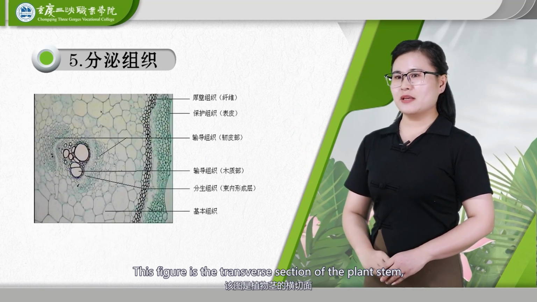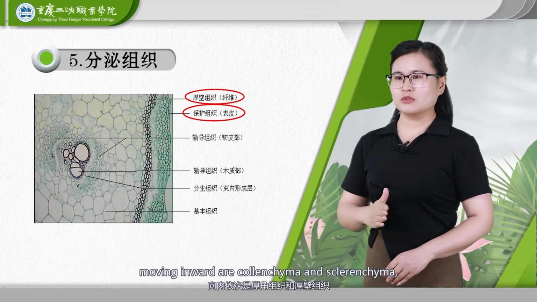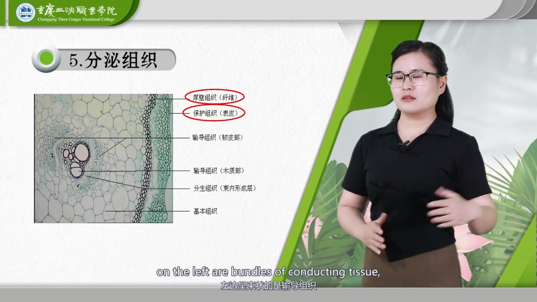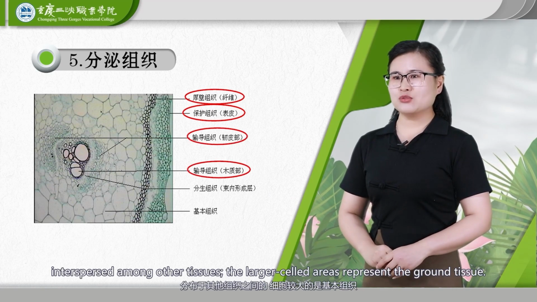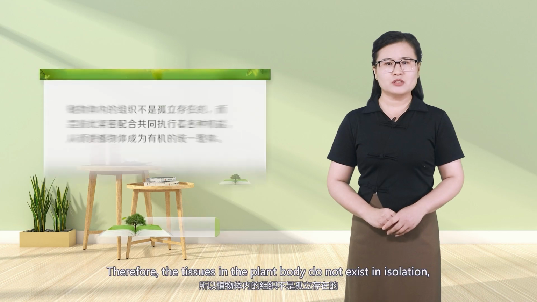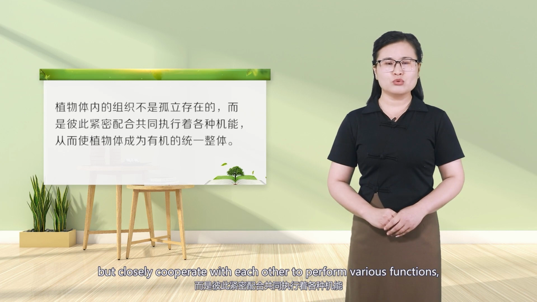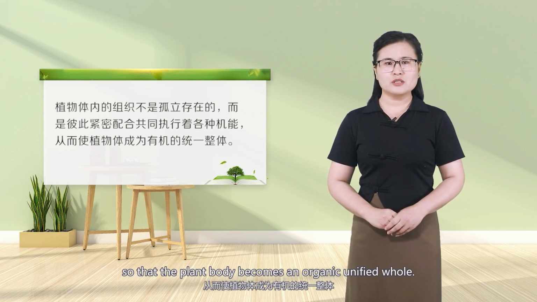This figure is the transverse section of the plant stem. The outermost layer is the epidermis. Moving inward are parenchyma and sclerenchyma. On the left are bundles of conducting tissue, interspersed among other tissues. The larger celled areas represent the ground tissue. Therefore, the tissues in the plant body do not exist in isolation, but closely cooperate with each other to perform various functions, so that the plant body becomes an organic unified whole.